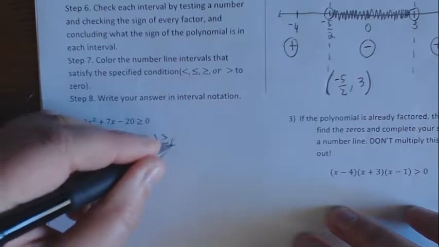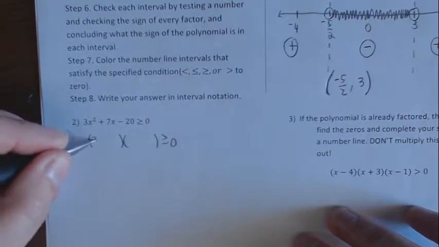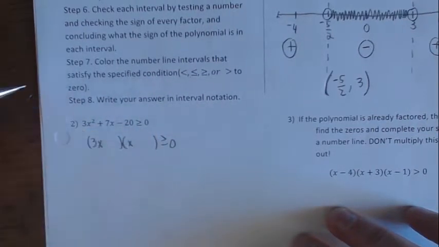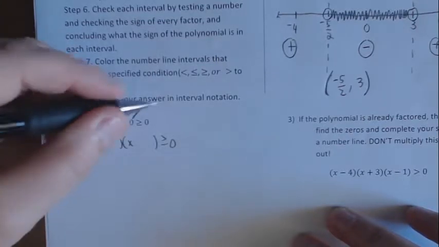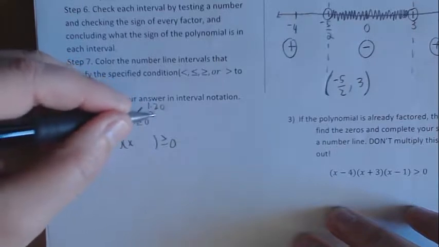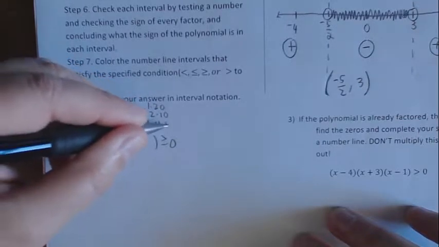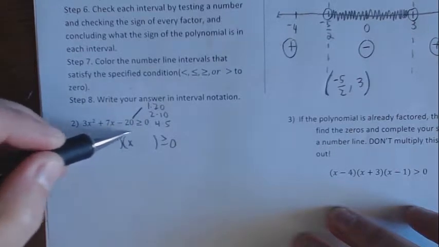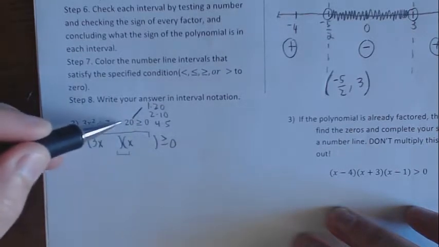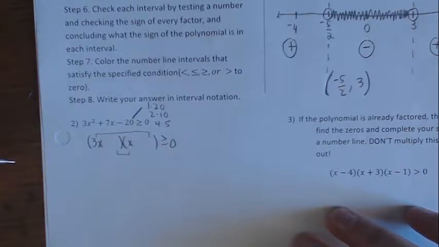Example 2 is another quadratic that'll factor. 3 is prime, so we know it's 3x and x. We want to check the factors of 20. That's 1 and 20, 2 and 10, and 4 and 5. And we want to figure out which of those work together with that 3 to subtract to give you 7.